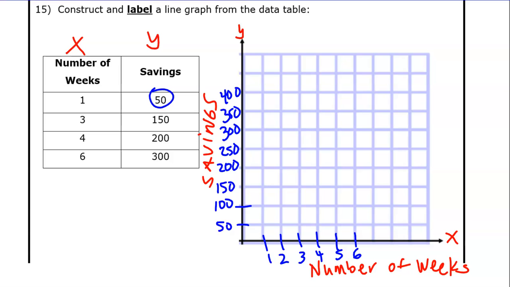All right, now I'm ready to graph my data points. 150, 3, 150, 4, 200, and 6, 300. So I know that as the weeks increase, my savings will increase. But I'm only going to put an arrow on one side because it wouldn't make sense down here. I can't owe myself money from working. All right, that's it.